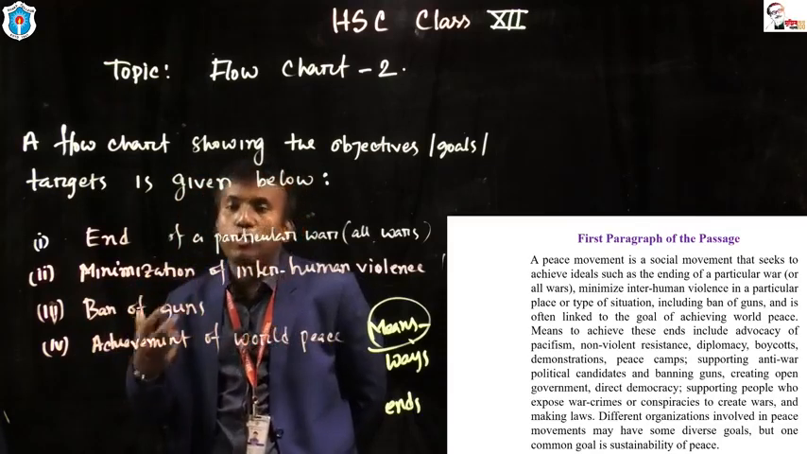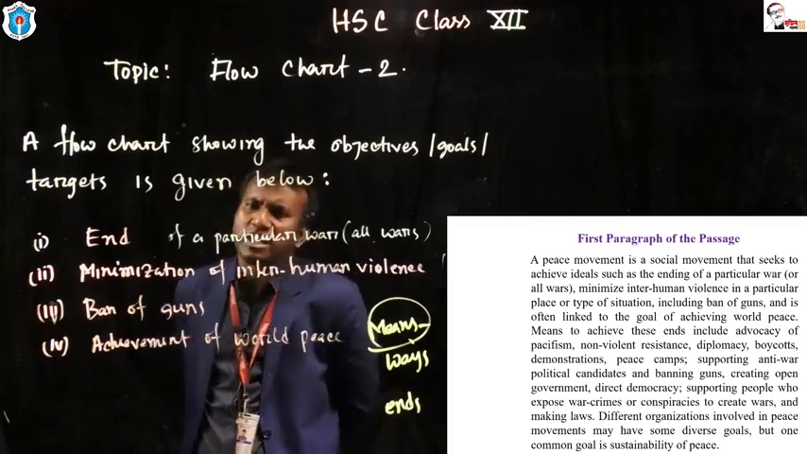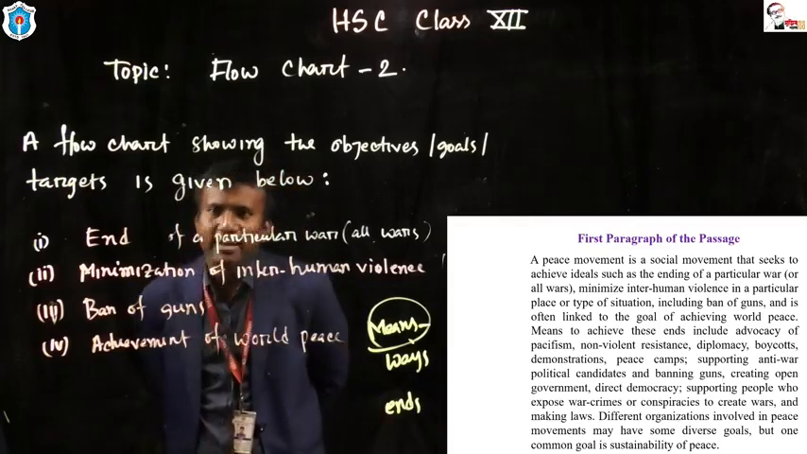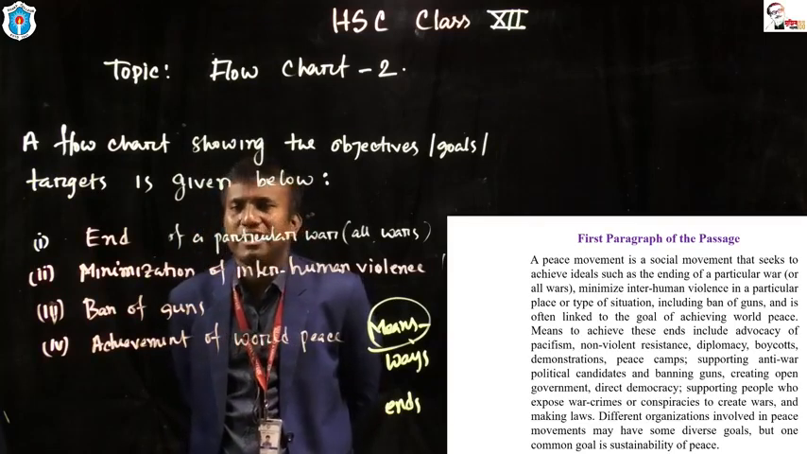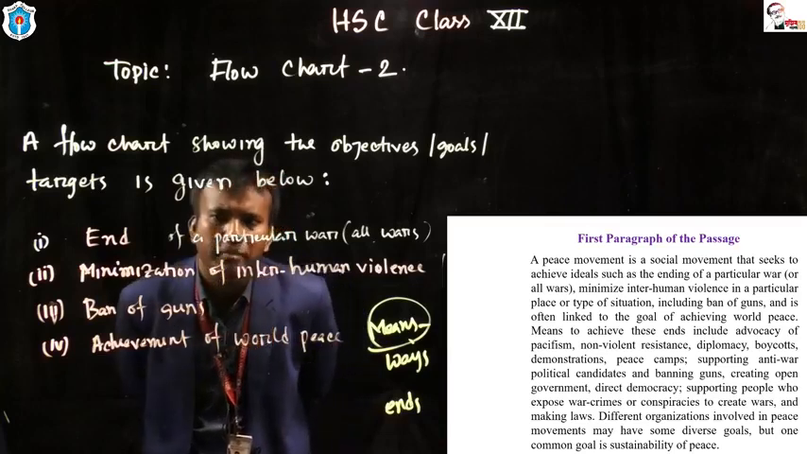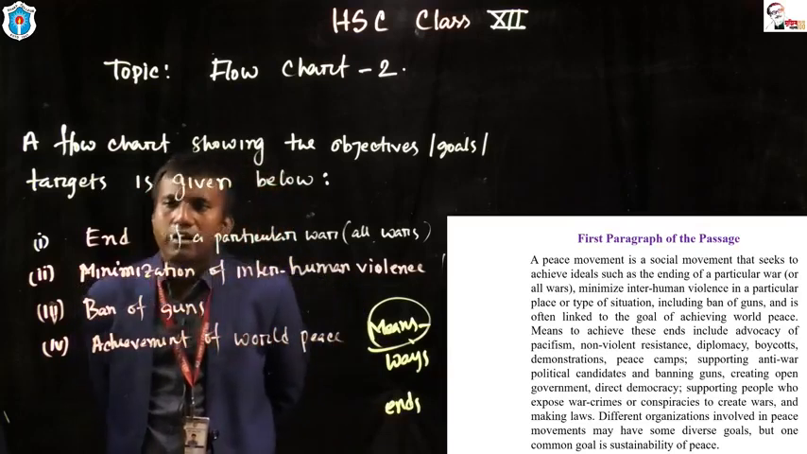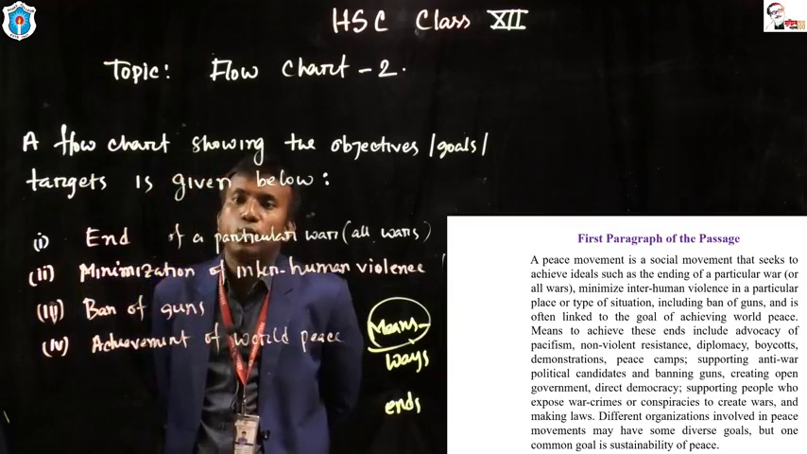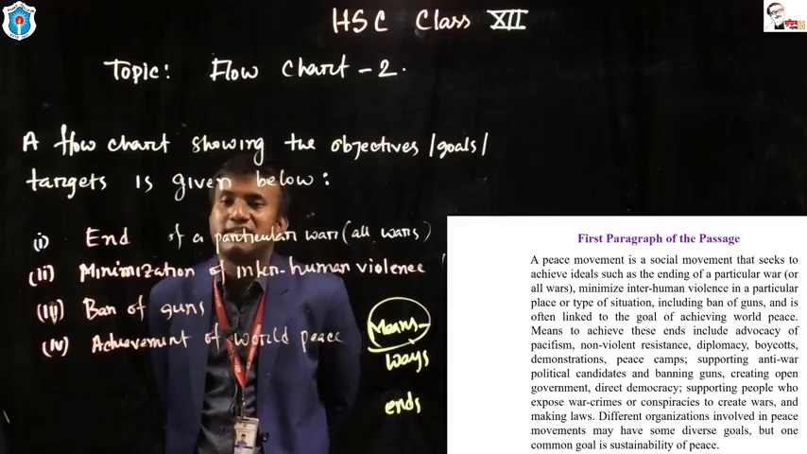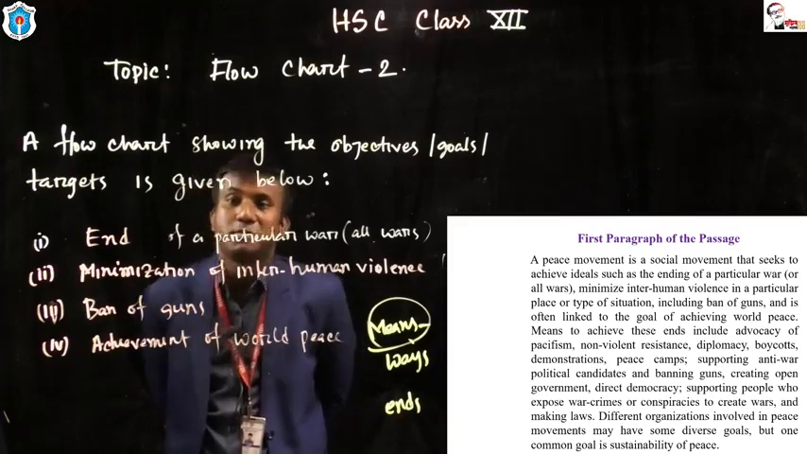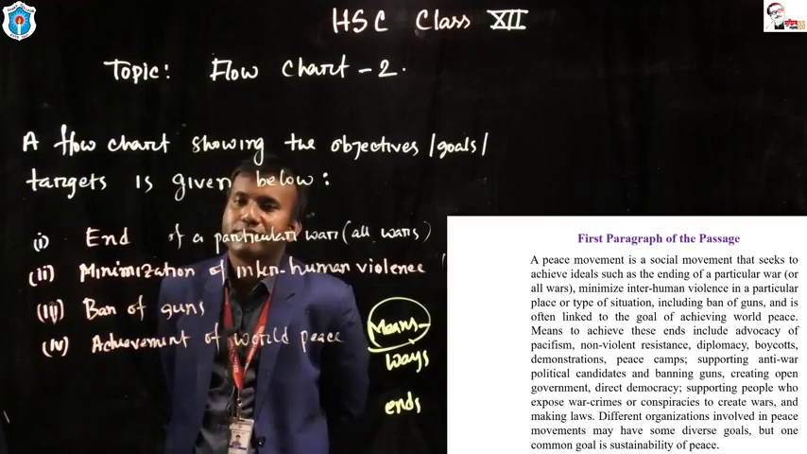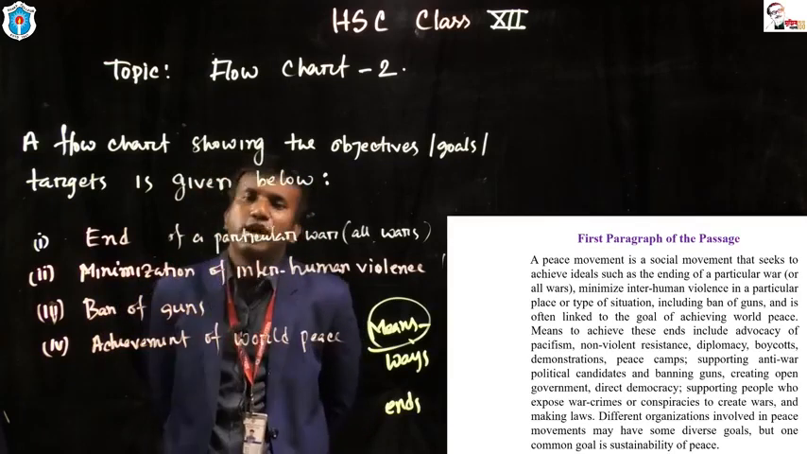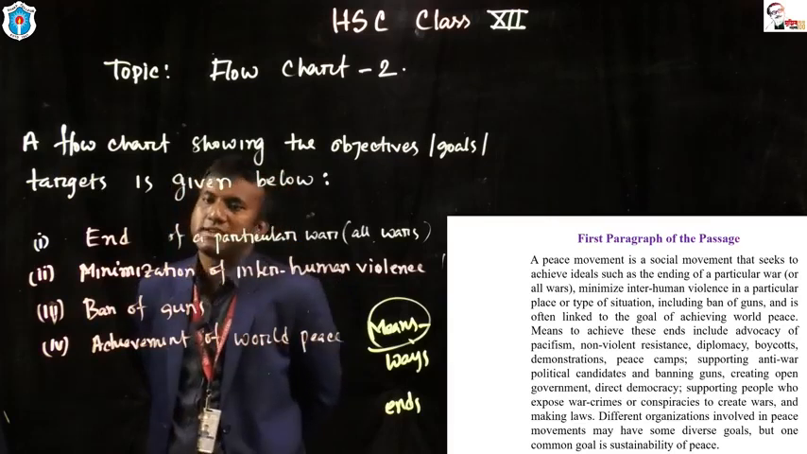These are our ways. Some of the students make mistakes in the flowchart by regarding these ways as targets or goals. My dear students of intermediate second year, don't forget that these are the ways, these are not the targets of peace movement. These are the ways by which you can achieve the ideals or goals or targets of peace movement.